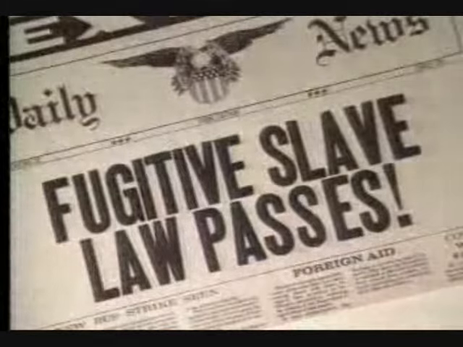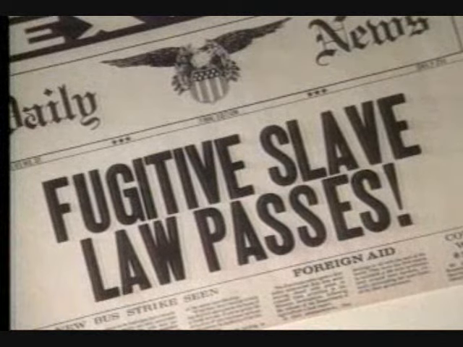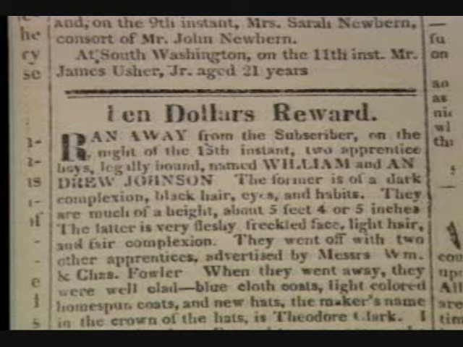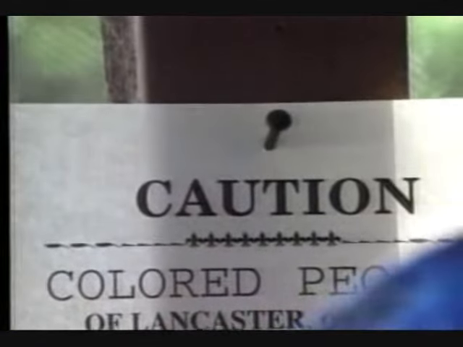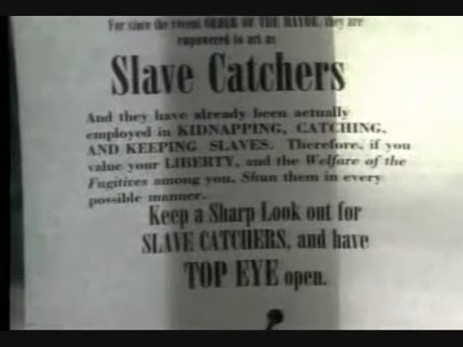To correct some of this imbalance, the Fugitive Slave Law was also passed. It stated that law officials were responsible to catch runaway slaves and return them to their owners. Many Northerners refused to obey this law, and in fact, some helped many slaves escape through the secret network called the Underground Railroad.